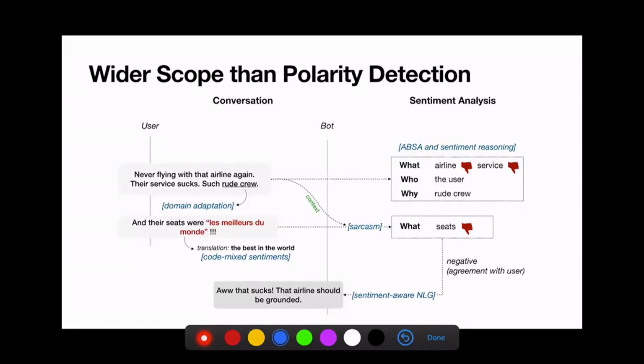So in this particular example, if you take a closer look, this is the sentence of the user. Now, to understand this sentence, what can we extract? The sentiment is expressed on what? Two aspects, airline and service. Who is expressing? The user. Okay. And why? Like the sentiment reasoning, this.